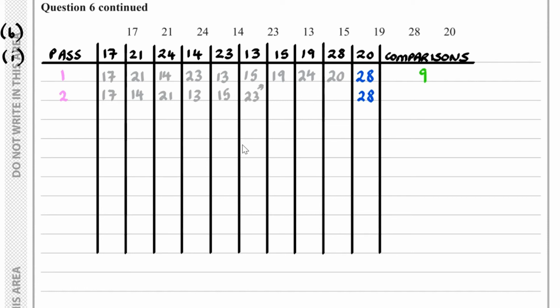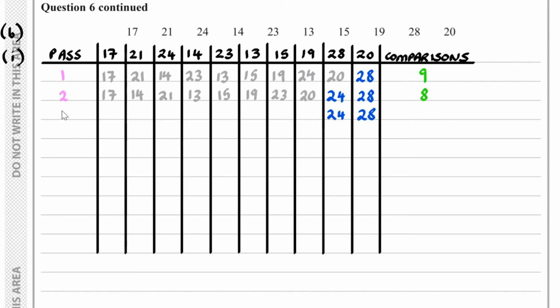Compare the 23 with the 19, 19 is smaller. 23 with the 24, 23 is smaller. So now we compare the 24 with the 20, 20 is smaller. So now what's moved to the end of this pass is the 24. So that's not changing for the third pass, and neither is the 28. So when we come to write down the total number of comparisons, we made 8 comparisons there.